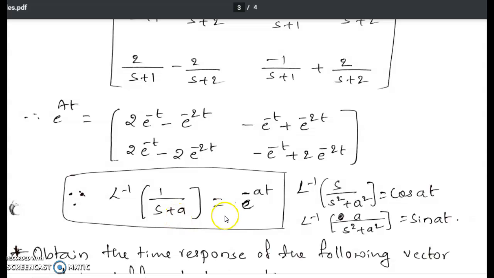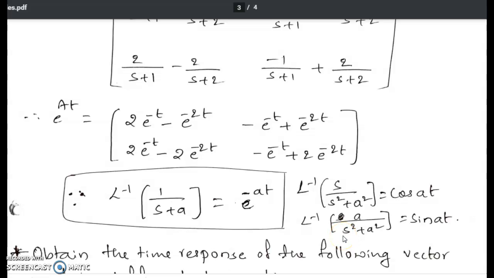1 divided by s plus a gives e raised to minus at; s divided by s square plus a square form gives cos; a divided by s square plus a square, below the order must be 2, s square plus a square, s raised to 2, gives sin. Cos and sin. You have to remember these three Laplace inverse formulas.